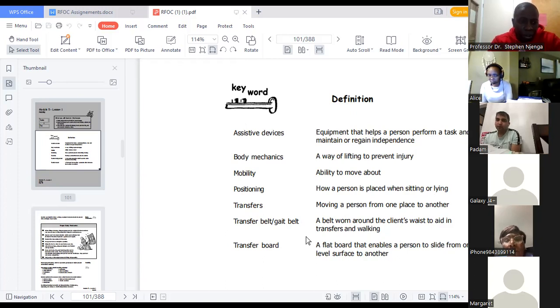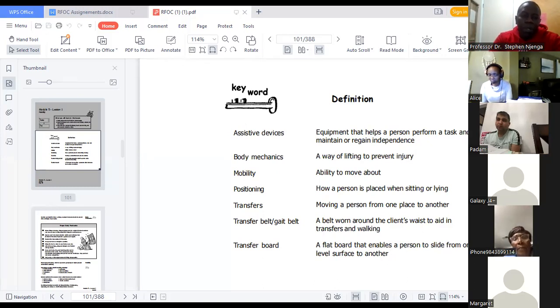I know when it comes to practicals, I'm going to show you all these items. It is a belt worn around the client's waist to aid in transfers or walking. Sometimes when you try to grab the client above the shoulders, your hands can slip and you can fall. That's where the gait belt or the transfer belt comes in. It will help you to turn and to have a grip of the client so that you can transfer them from one point to another.